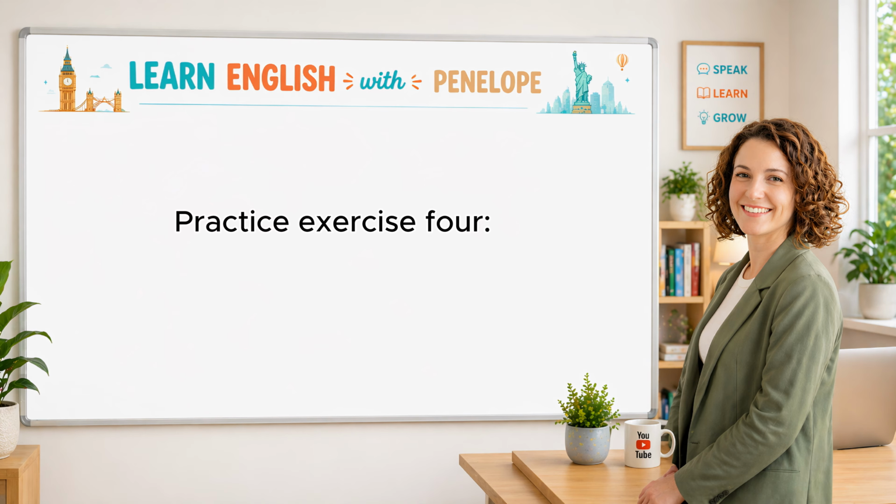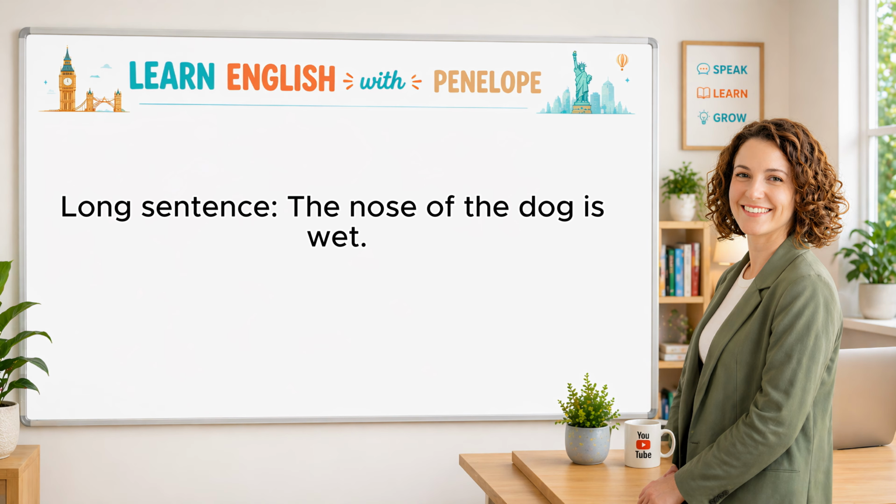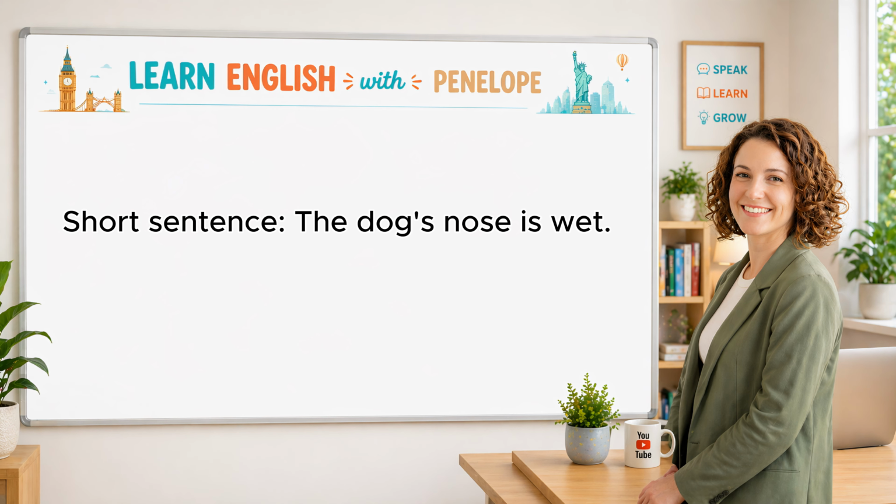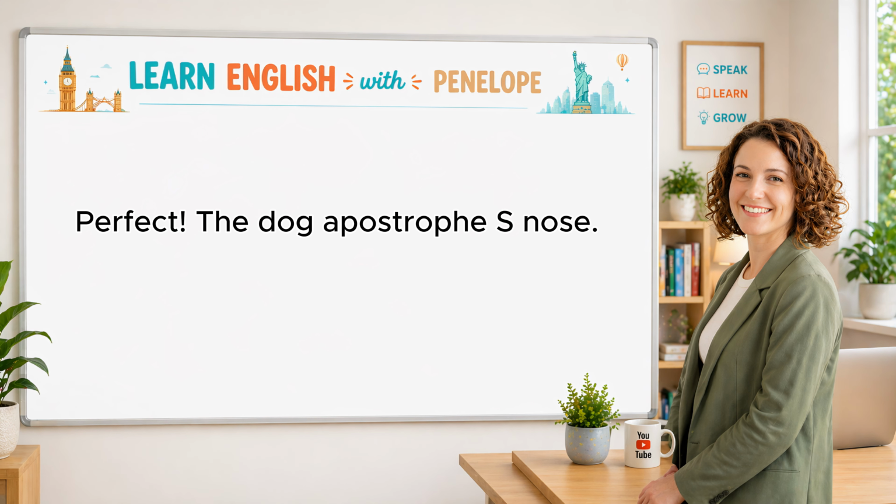Practice exercise 4. Long sentence. The nose of the dog is wet. Short sentence. The dog's nose is wet. Perfect. The dog apostrophe S nose.